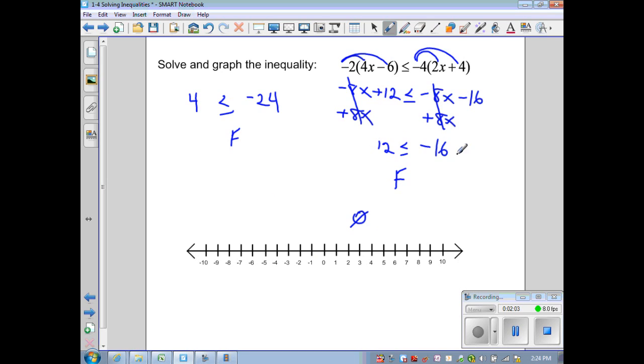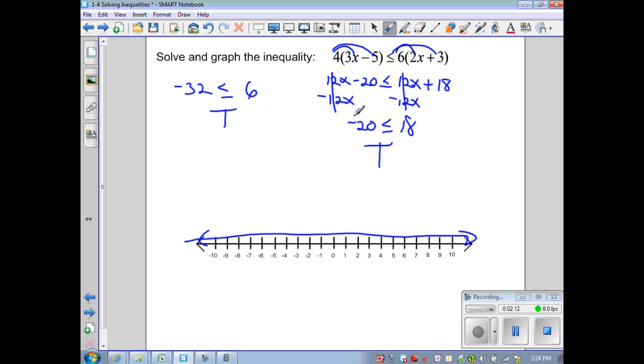So anytime my final solution, when my variables drop out, is false, then I have an answer that is a null set. Anytime my final solution is true when the variables drop out, then I have all real numbers.